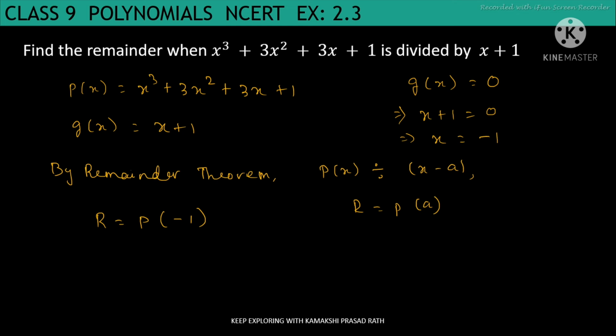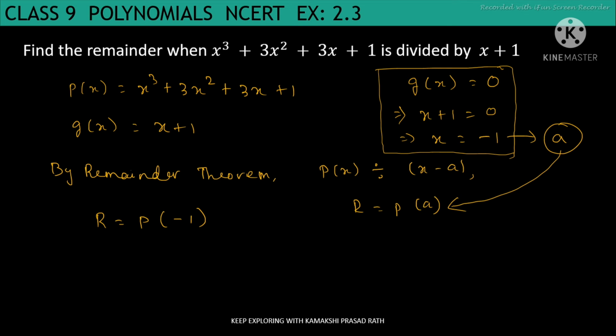Simple thing, we can see it like this also. Since I am dividing by x plus a, I will use x plus a, and here I will use minus a. So plus 1, I am using here minus 1. So the first step is to find the zero of the polynomial g of x. That is x plus 1 equals 0, so x equals minus 1. So this will be my value for a. This value of a I will put in here to find the remainder.